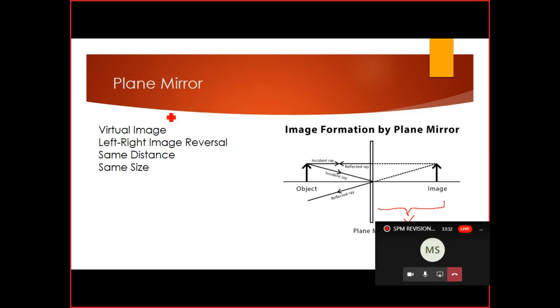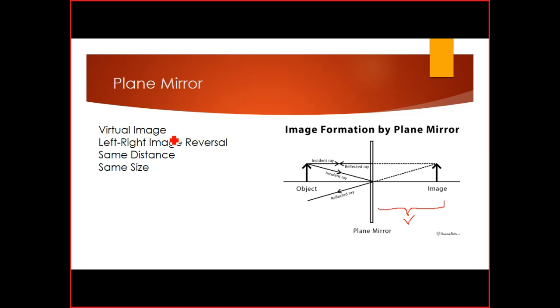If we look over here, we can see that the image is going to be the same size. This is the thing that we want to take note of. It is the same size, and at the same distance. So the distance U just now should be equal to V. The image is going to be produced at the back of the mirror.